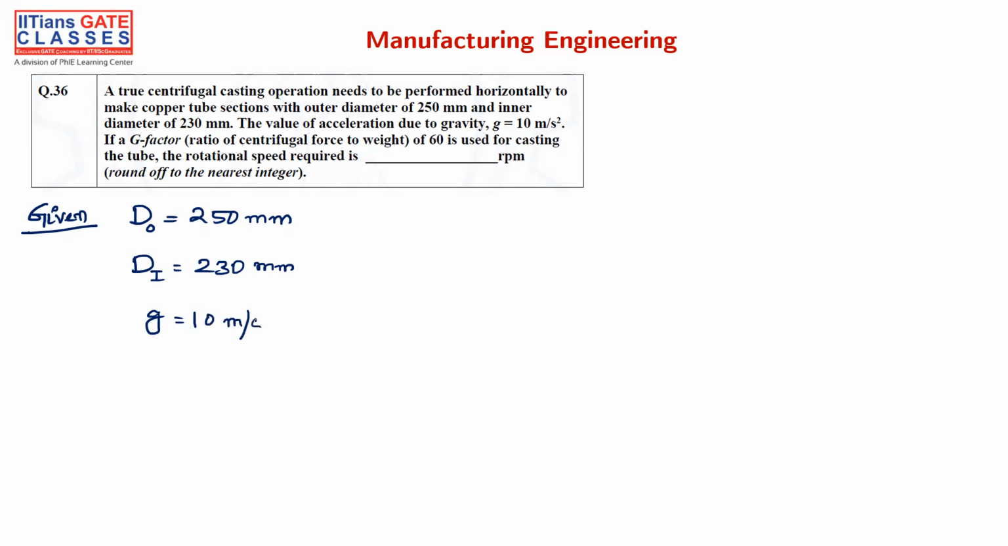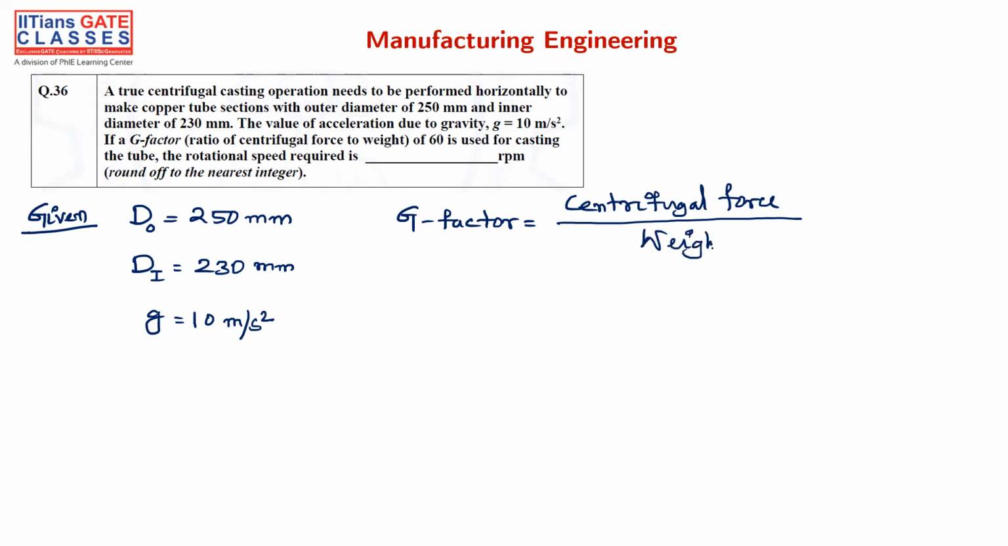second square. And the G factor is the ratio of centrifugal force to the weight of the shift, he has already given the formula also. It's actually a very simple question. I don't know why he has asked this question. So what he's saying is that the G factor is nothing but a ratio of centrifugal force divided by the weight. And he told that that is 60. That is given.